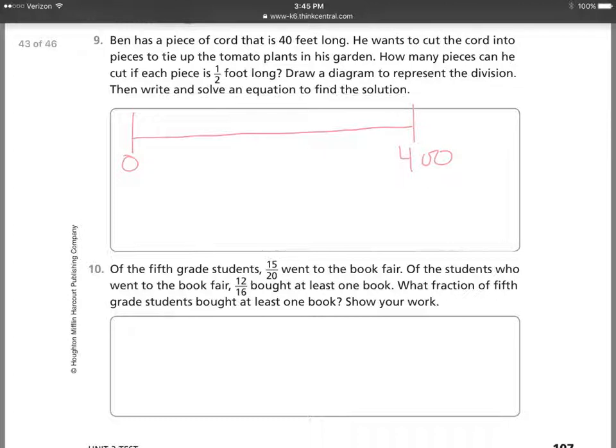I want to cut this cord into pieces to tie up tomato plants in my garden. How many pieces can I get if I cut each piece 1/2 foot long? It says to draw a diagram to represent the division, and then it also wants you to write and solve an equation to find the solution.